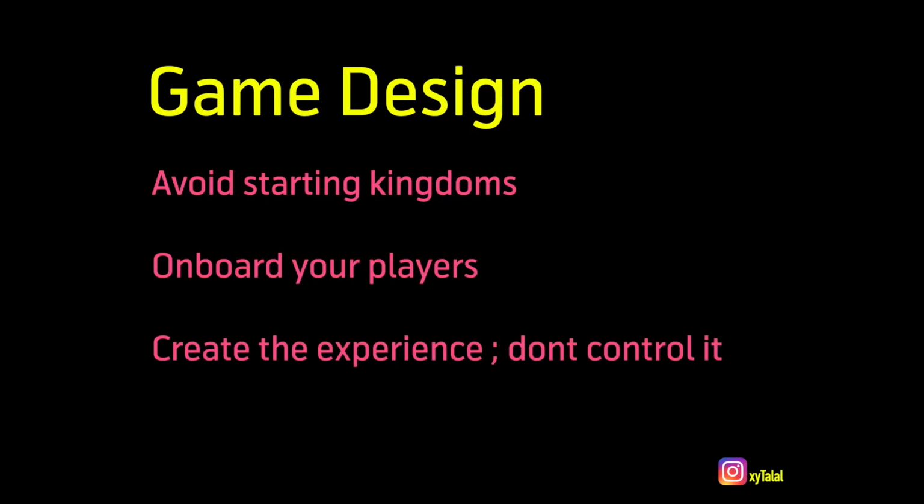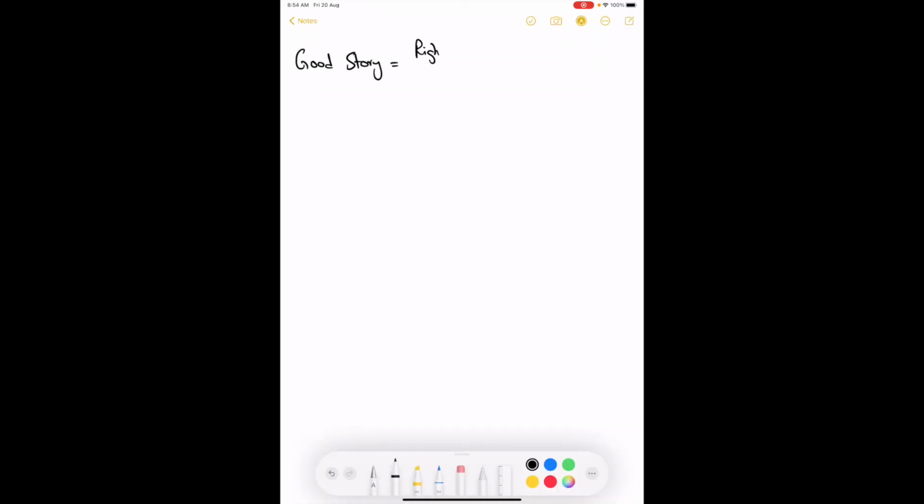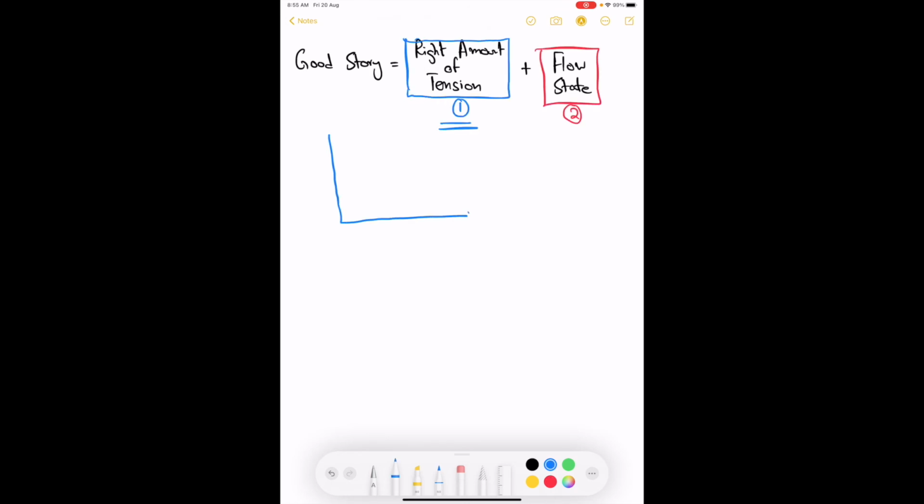Okay, so let's just summarize the concepts of game design. Avoid starting kingdoms, onboard your players, and create the experience, but don't control it. Now let's get into storytelling, and this is my favorite part. A good story is made up of the right amount of tension and flow state.